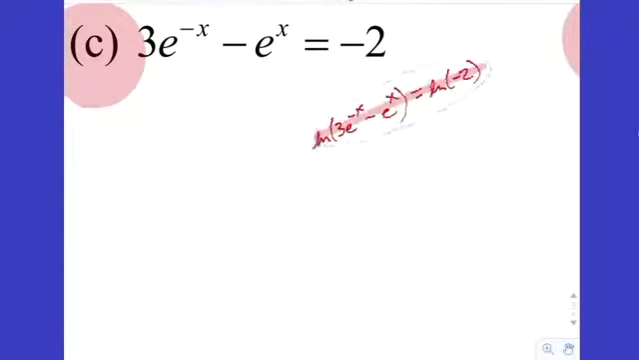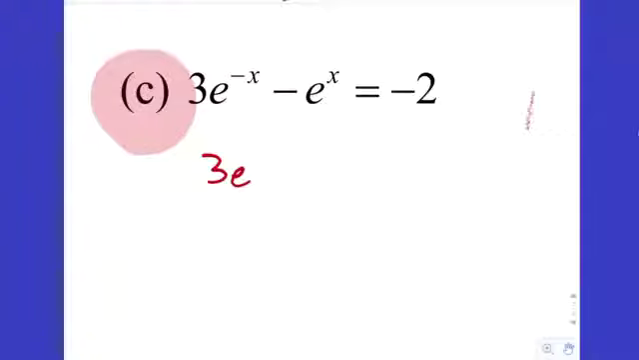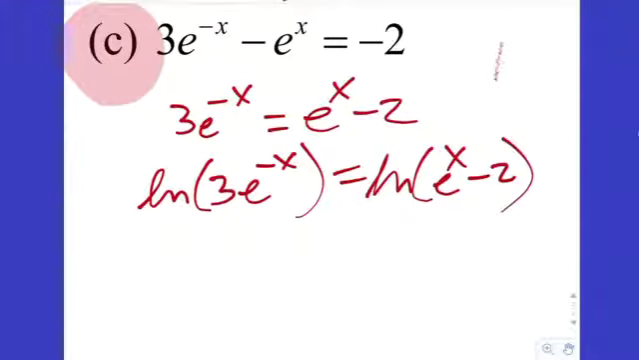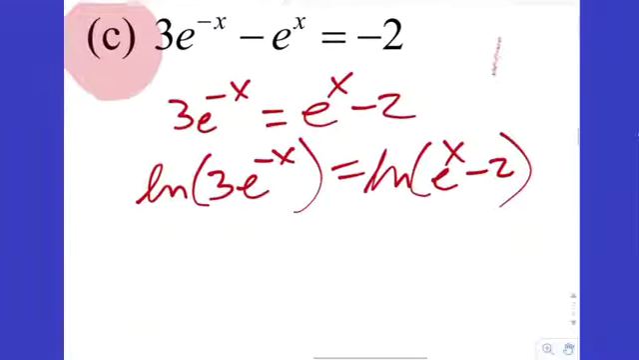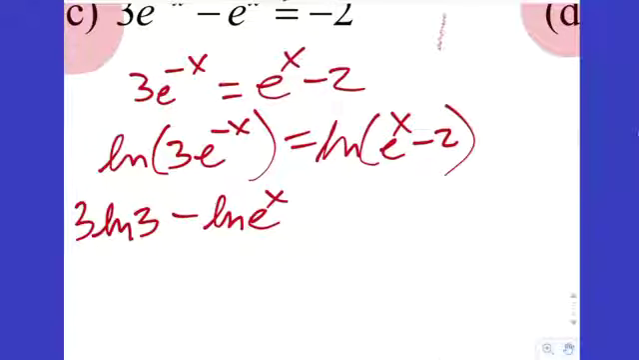So we have successfully found one method that doesn't work. So I'm going to shrink that down and put it over here on the side where all of my failures go. All right. So if I then brought the negative e to the x to the other side and called it positive e to the x minus 2, now can I take the natural log of both sides? Don't write this down. It's not going to work. Unless you want a record of something that fails. Now on the left, I can expand it because it's now a single factor. That's the natural log of 3 minus the natural log of e to the x. So that actually works. But does that free up all the x's?